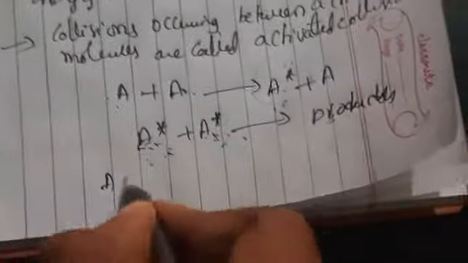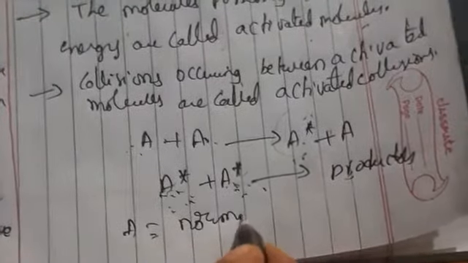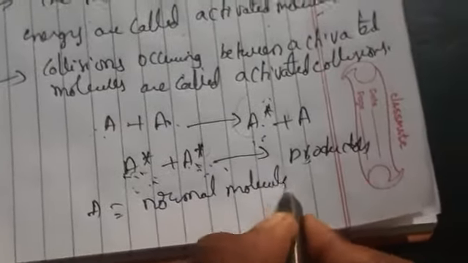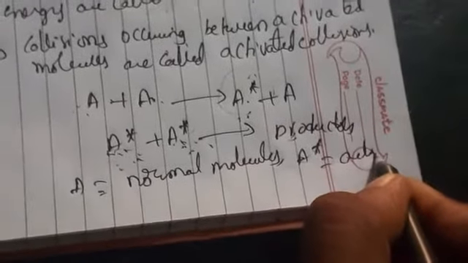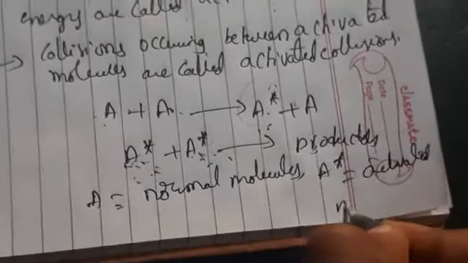So here A indicates normal molecules, and A star indicates activated molecules. For this, generally we are taking binary collisions. If you have observed, two molecules colliding, so this is a binary collision we are taking here.